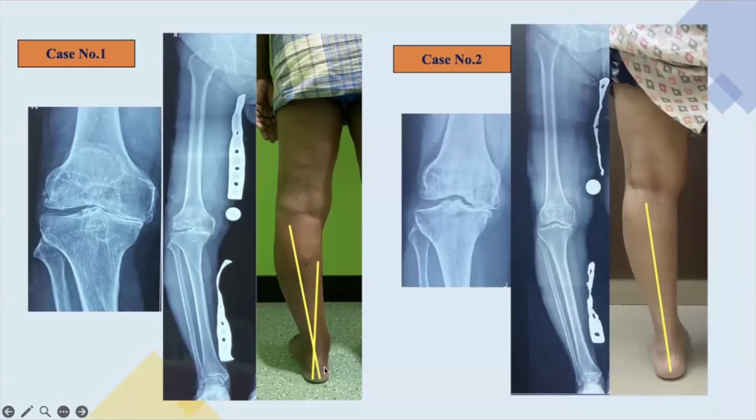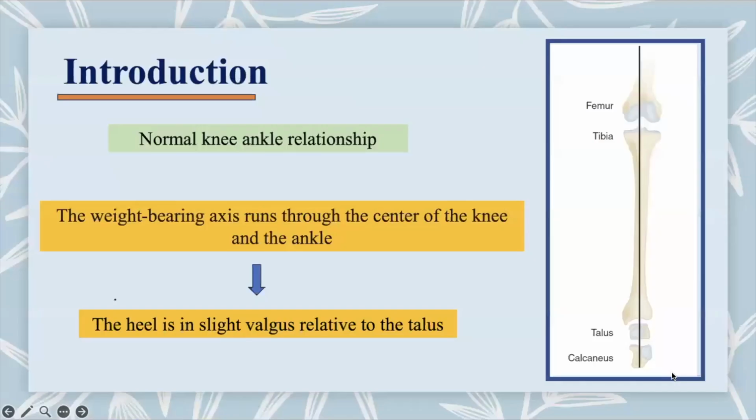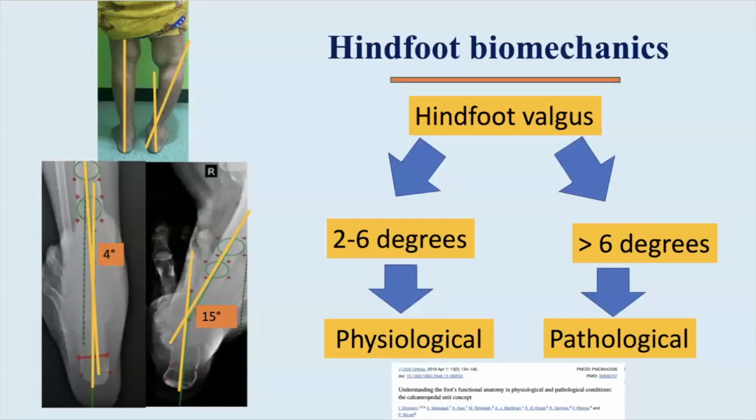If you look carefully at picture number one and case number two, you can see the axis which passes through the shaft of the tibia to the ankle is a bit neutral. This should always be assessed in pre-op evaluation. Coming to the normal knee-ankle relationship, the weight-bearing axis runs through the center of the knee and the ankle. Normally the heel is in slight valgus relative to the talus.